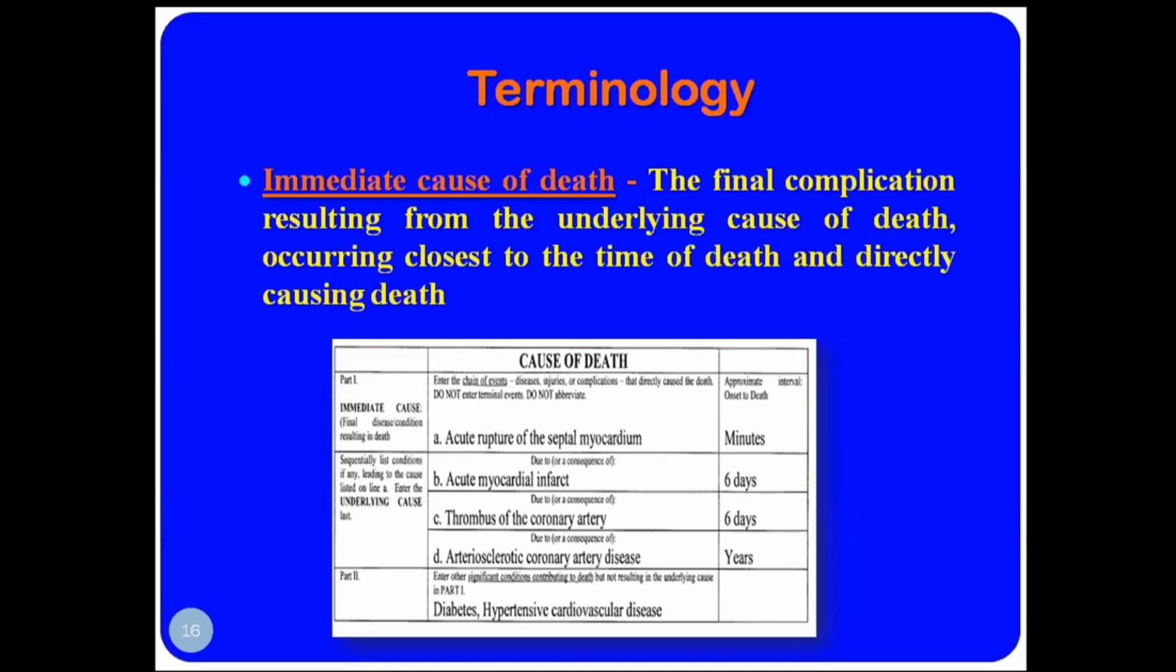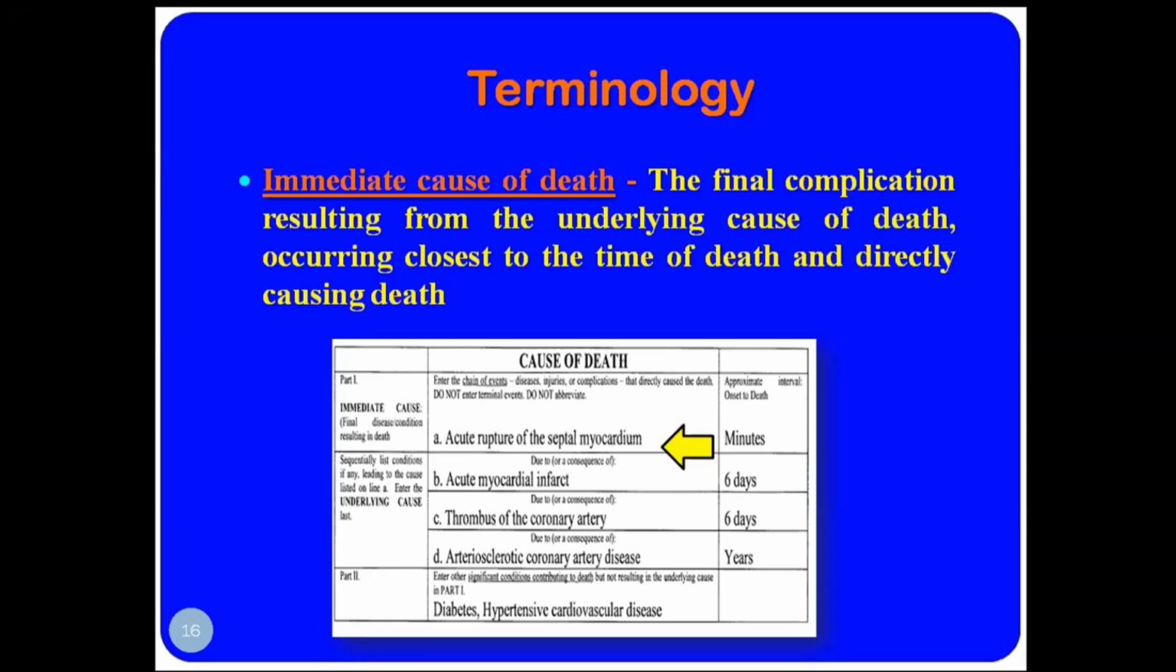So atherosclerotic, now if you look at this death certificate, coronary artery disease, he was having it for years. If you look at the time column, then he developed a thrombus, 6 days. Then he developed an acute myocardial infarct, 6 days. And he died because of a complication of this myocardial infarct, which is nothing but the rupture of the septal myocardium. So ultimately, he died because of the rupture of the septal myocardium.